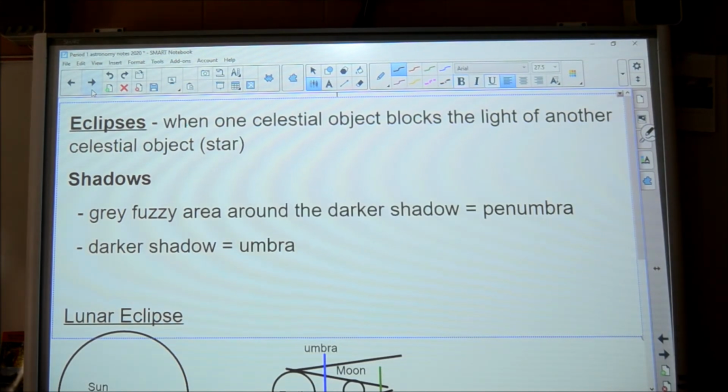This one, we need to look at your shadow. If you go outside and stand in the sun, you'll see your shadow has two parts to it. There's that darker part of the shadow, known as your umbra, and then there's that gray fuzzy area surrounding your shadow, and that's your penumbra.